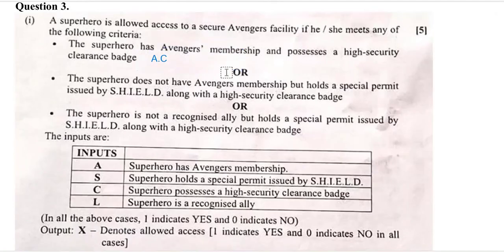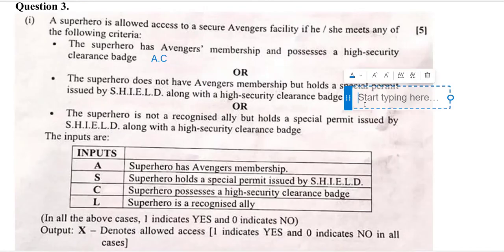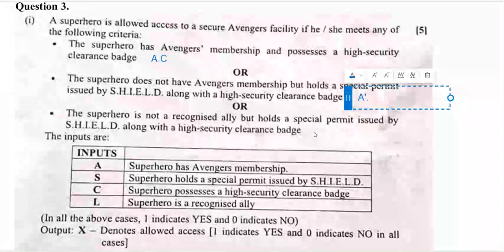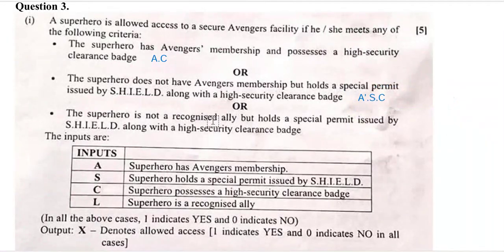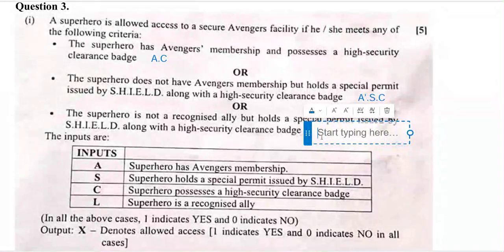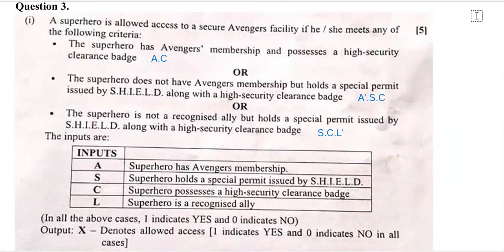Okay. Now let's see the second one. The superhero does not have Avengers membership but holds a special permit. Special permit is S, along with the high security badge. That means the second one is not A, so A bar dot S dot C. Now let us come to the next one. The superhero is not a recognized ally but holds a special permit with a high security badge. So that is S dot C dot L bar.